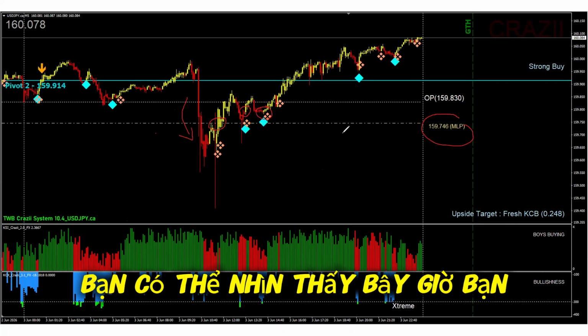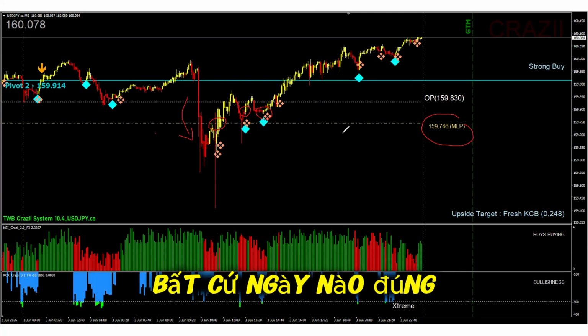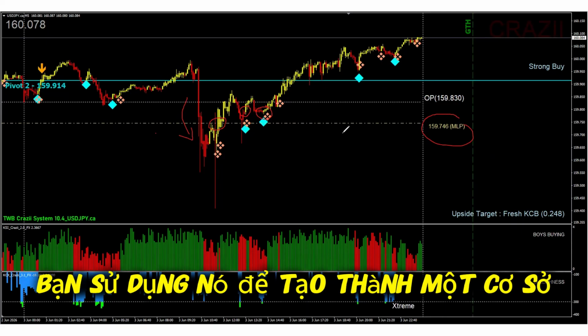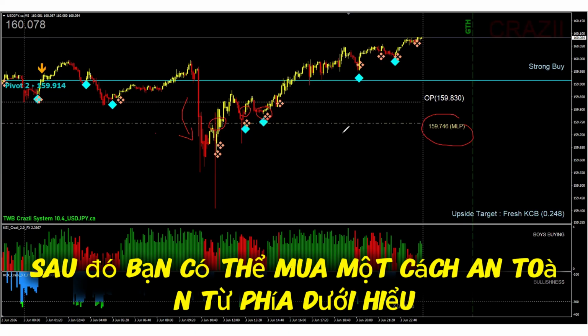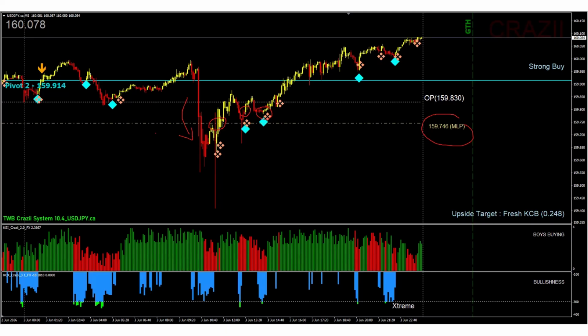Can you see now? The only thing is, we don't know which technical point will be on your chart any day. So any day, whatever technical lines are on your screen, on your chart, you utilize that to form a base. And the coloration of red to yellow must happen. Then you can buy safely from the bottom. Understand? If you understand this, everyone press number 1 right now.